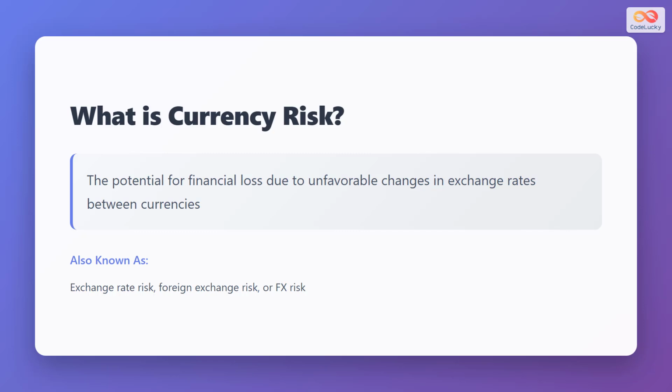Currency risk, also known as exchange rate risk, foreign exchange risk, or FX risk, refers to the potential for financial loss when exchange rates between currencies change unfavorably. Imagine a company expecting to receive payment in a foreign currency. If that currency weakens before the payment is received, the company will get less money when converted to their home currency. This uncertainty affects anyone dealing with multiple currencies, from small exporters to large multinational corporations.